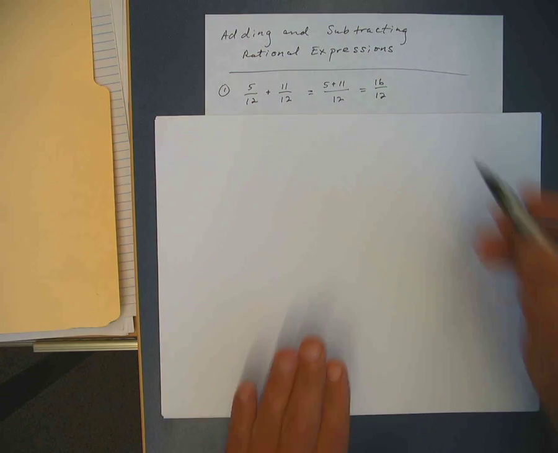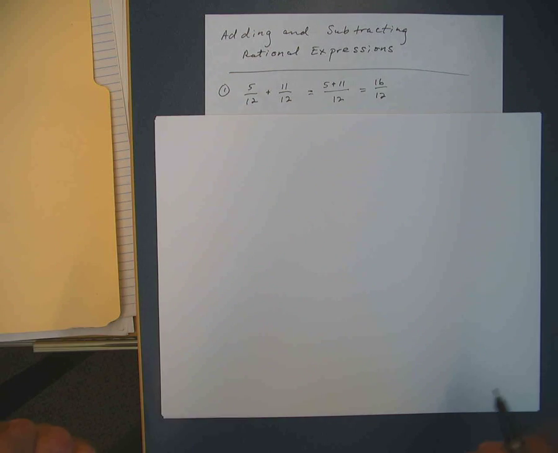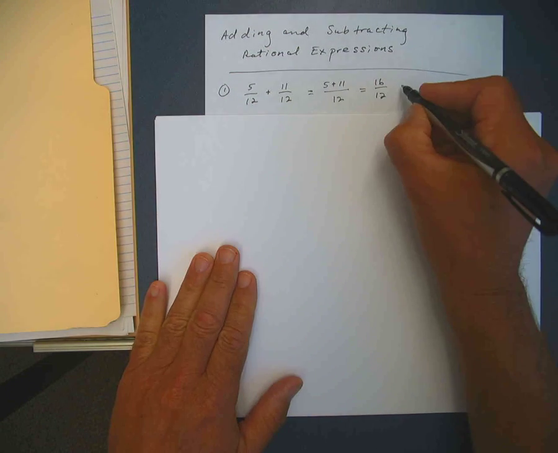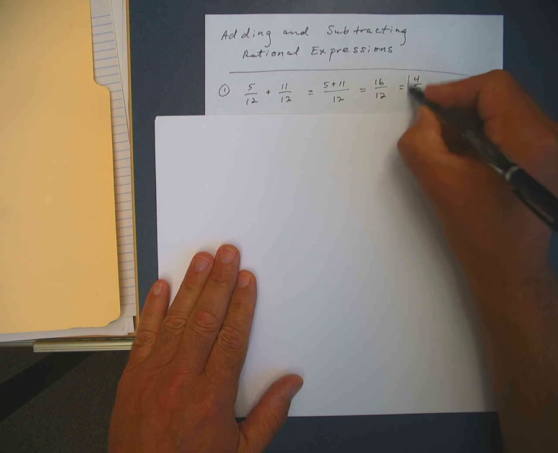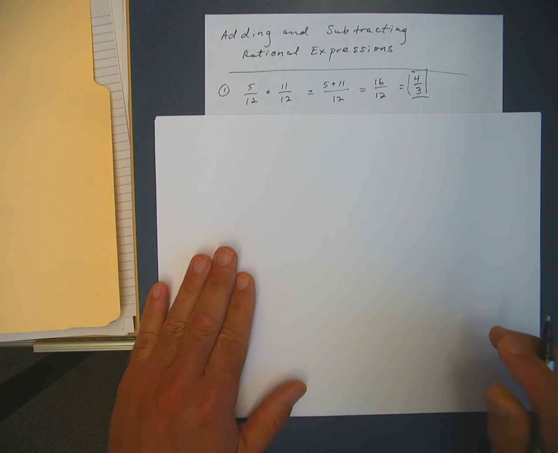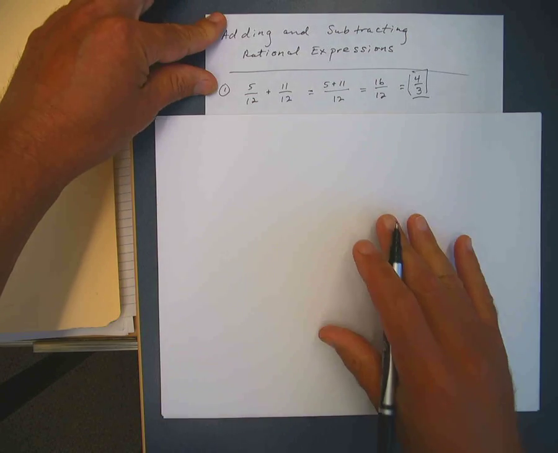And when you get your result, we combine those two fractions into one. You should simplify it if at all possible, and I think you can see that that would simplify to 4/3. So that would be the result that you would want from adding those two fractions.